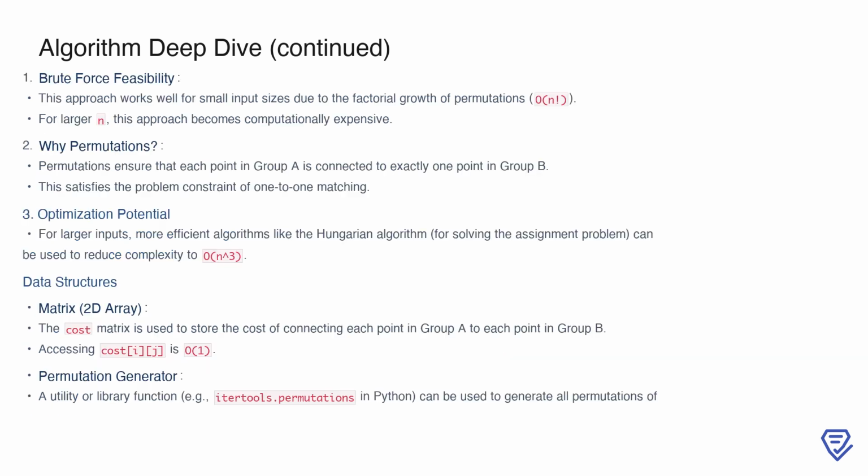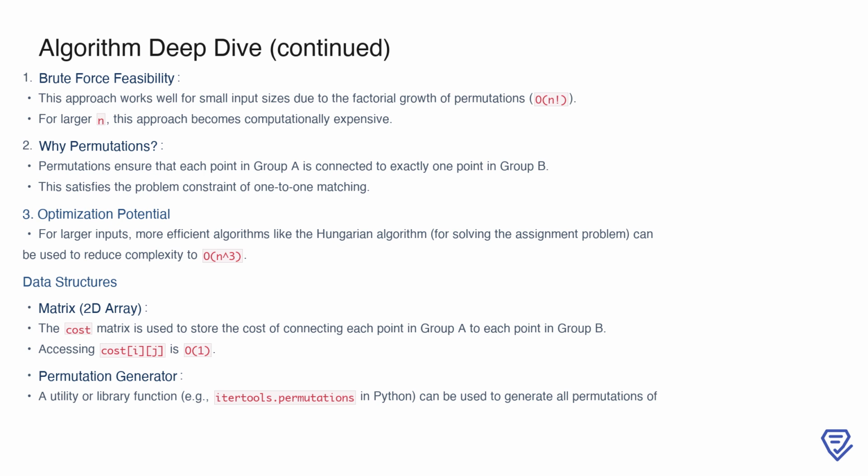The brute force approach we've discussed is feasible for small input sizes, but it's important to note that the number of permutations grows factorially with n. This means the time complexity of evaluating all permutations is O(n!), which becomes computationally prohibitive for larger values of n. However, using permutations ensures that each point in group A is connected to exactly one point in group B, which satisfies the one-to-one matching constraint of the problem.